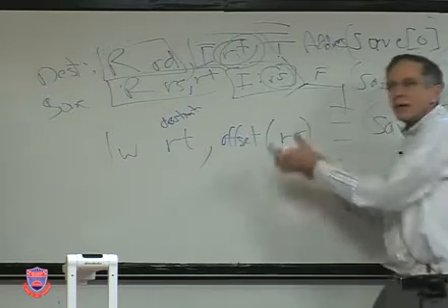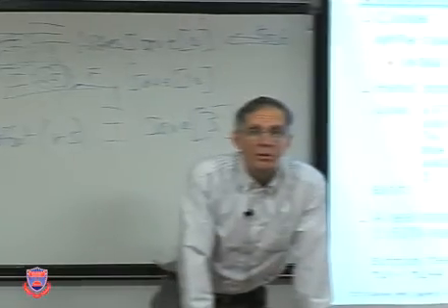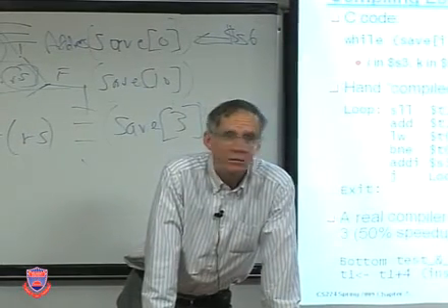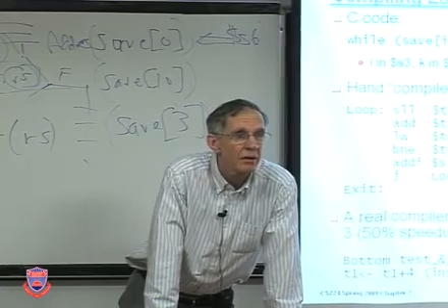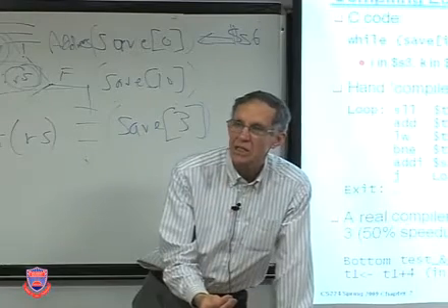What am I using this RS for in this instruction? What's its purpose? Do I get the data from RS? No, I don't get the data from RS. What do I get from RS? In this case, T1. Well, yeah, the address. I'm using it for address calculation.